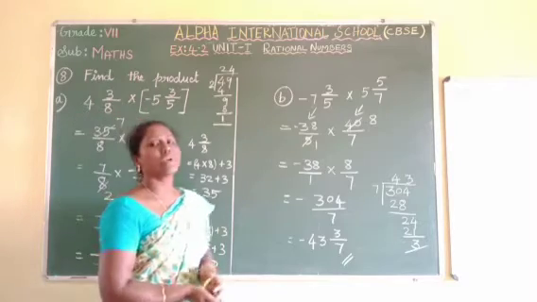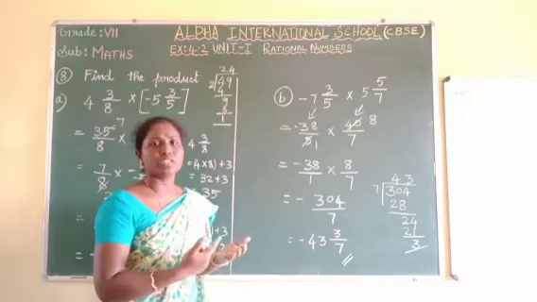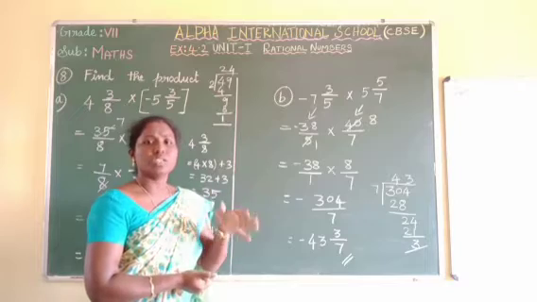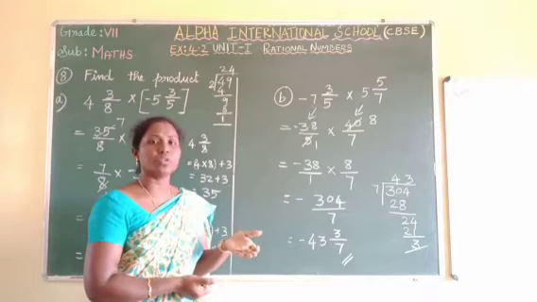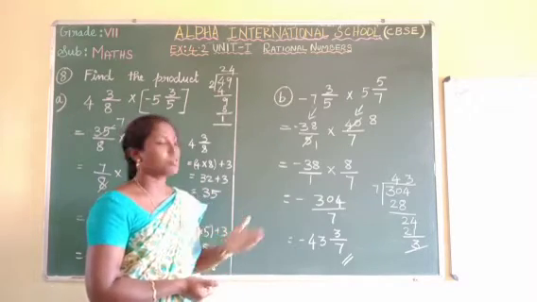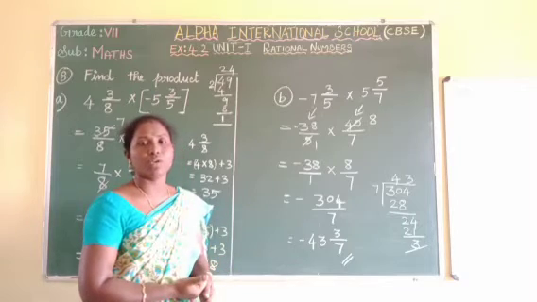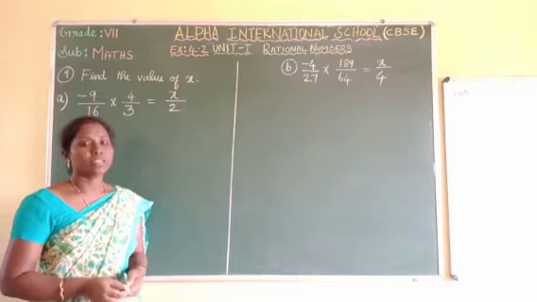Okay. So whenever you are finding the mixed fraction, whether in addition, subtraction, division or multiplication, the first step is to change the mixed fraction to the improper fraction. Only then do we start doing the calculation. Okay. Now see the ninth problem.